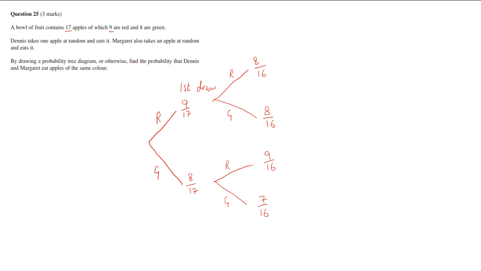Now the question is asking you to find the probability that they both eat apples of the same color. So that is happening on this path, red, red, and on this path, green and green. So to calculate the probability, you multiply these two, and add both of them up. So in this case, it's 9 by 17 times 8 by 16, plus this one, 8 by 17 times 7 by 16. And when you do that, you will get your answer, which is 8 over 17. And that's the answer.